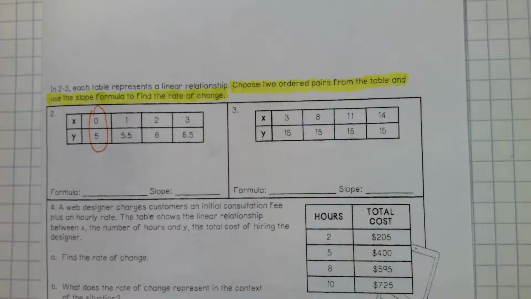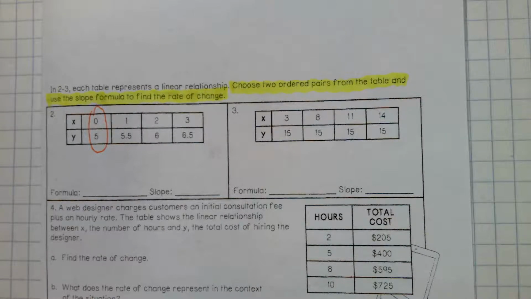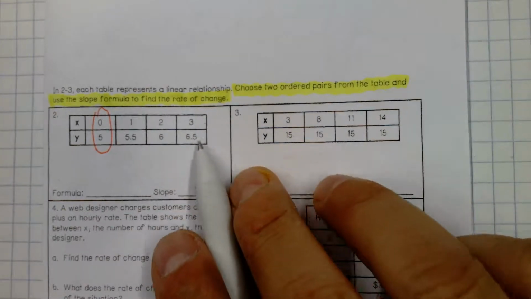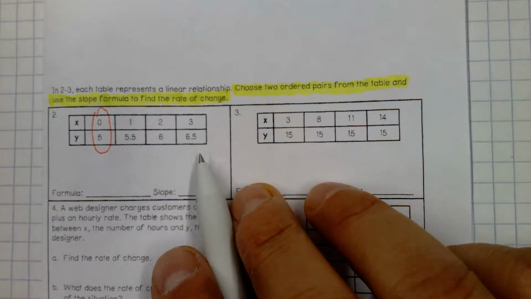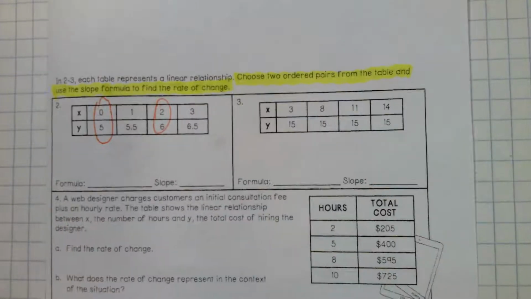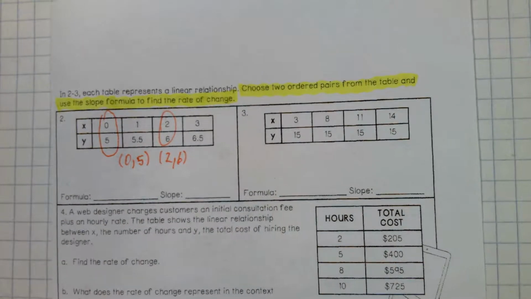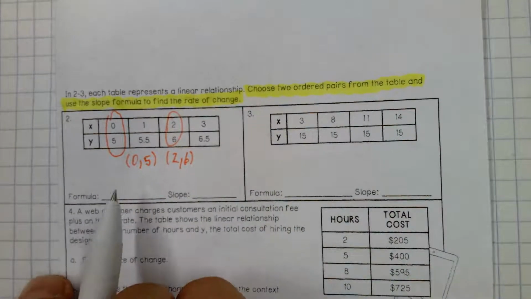What's another practical point I want to pick? Do I want 1 and 5.5, 2 and 6, or 3 and 6.5? 2 and 6. If you can avoid decimals, definitely do that. So here's our points. We have 0, 5, and then we have 2, 6. Okay. So at this point, they want us to set up the formula right here.